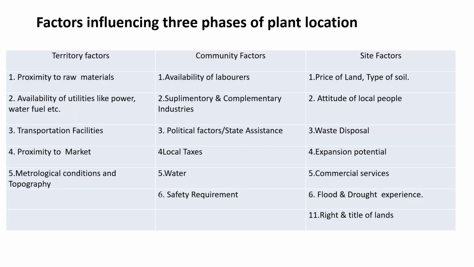Next, the factors influencing the three phases of plant selection, that is territory factors, community factors and site factors, are all put together in a summary form in this particular chart.